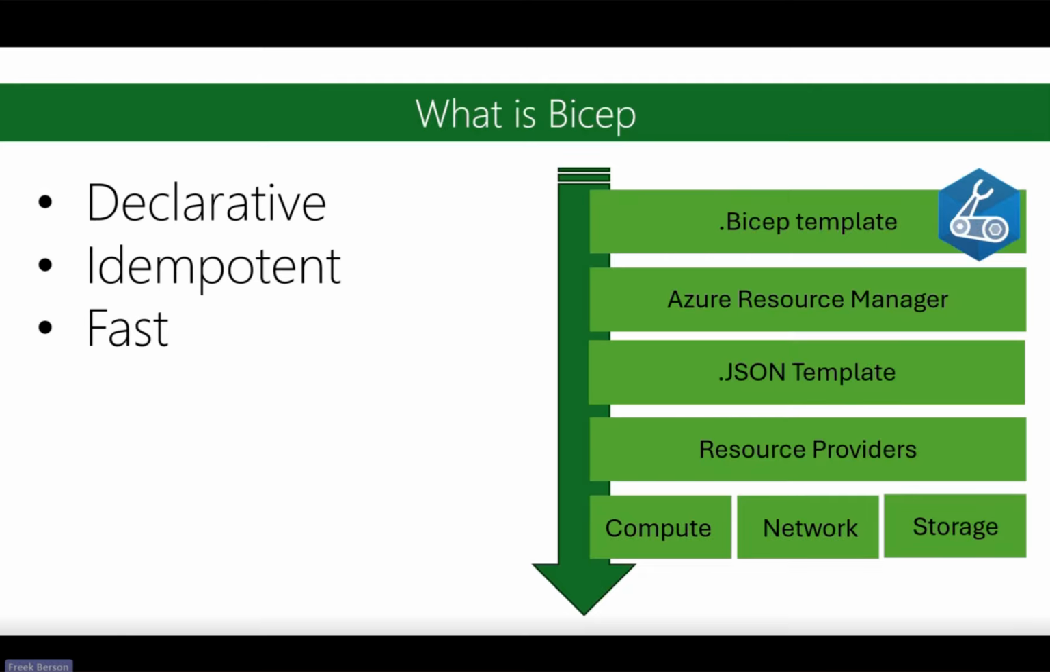Three important aspects about the Bicep language. Obviously, this is declarative, meaning that you basically state the end result of what you want to create rather than having imperative code like PowerShell, like Azure CLI, where each line of code is processed individually and in a very specific order as well. With Bicep, you don't care about the ordering at all. You care about the end result.